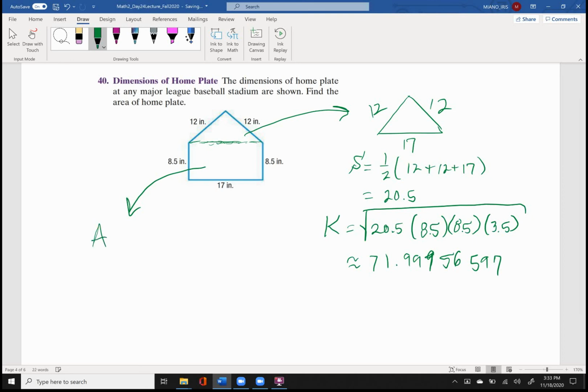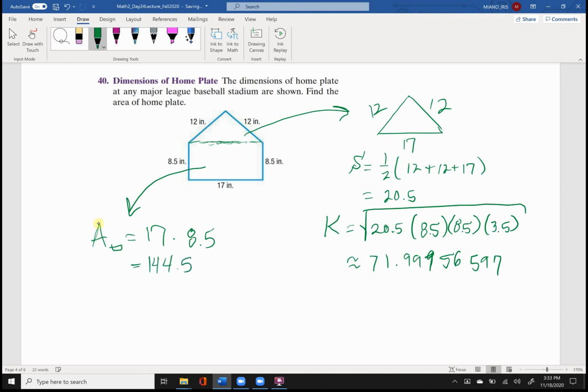The area of a rectangle, so I'll just kind of make up my own notation there, is base times height, which is 17 times 8.5 for this one. So that'll be 144.5, if I'm not mistaken.